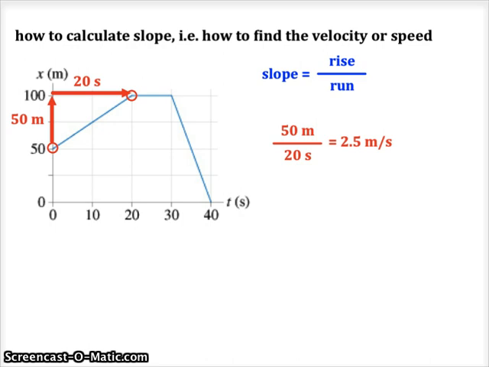Notice it's really important that you get your slope in the right order. If you're the kind of person who accidentally switches the run and the rise, your graph will be telling you seconds per meter instead of meters per second. So use the units to help you get those in the right order.